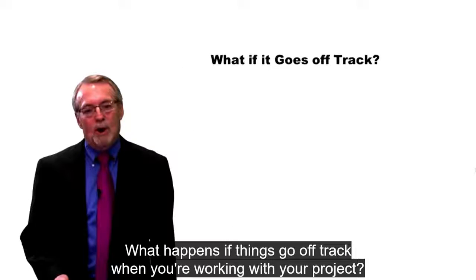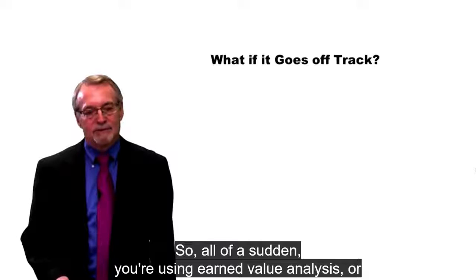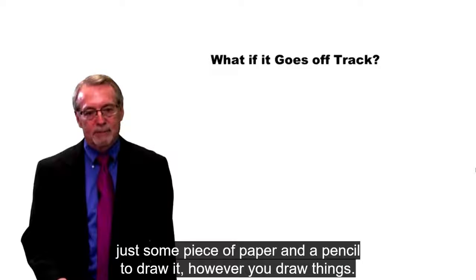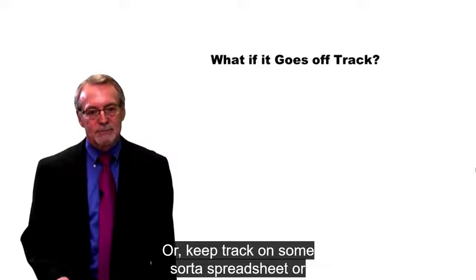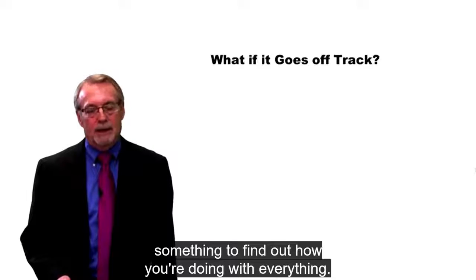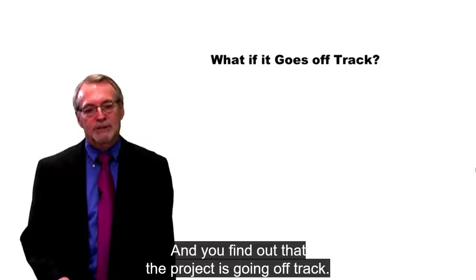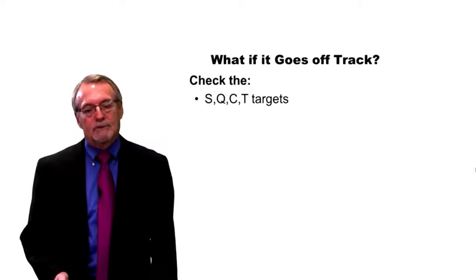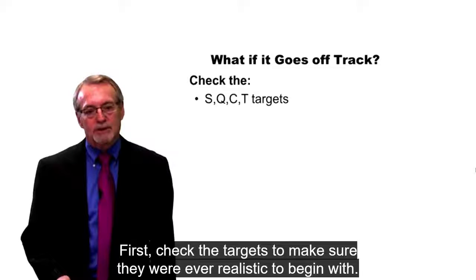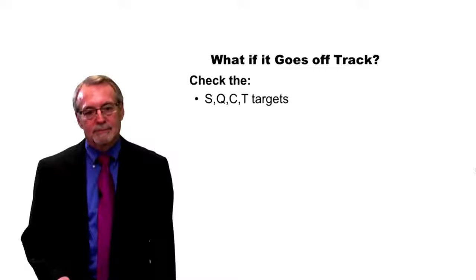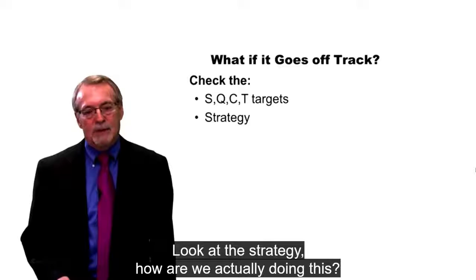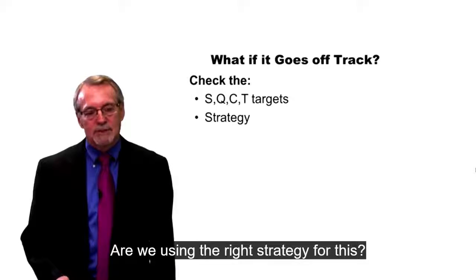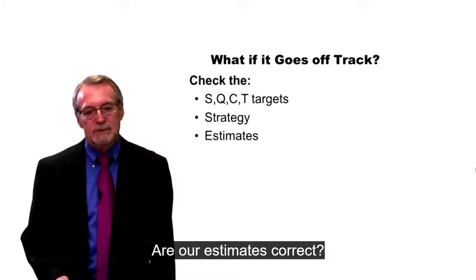What happens if things go off track when you're working with your project? So all of a sudden you're using earned value analysis or just some piece of paper and a pencil to draw it, however you draw things, or keep track on some sort of spreadsheet or something to find out how you're doing with everything, and you find out that the project is going off track. First, check the targets to make sure they were ever realistic to begin with. Look at the strategy. How are we actually doing this? Are we using the right strategy for this? Are our estimates correct?